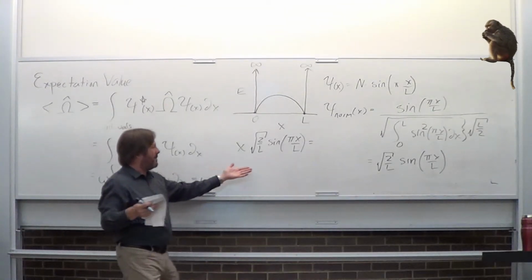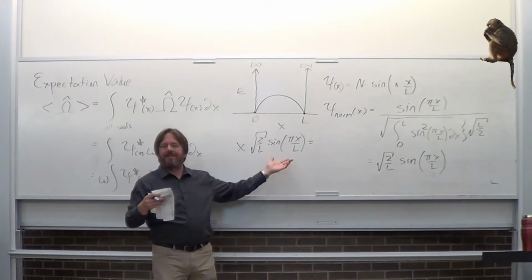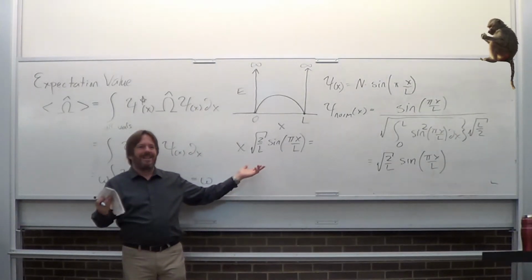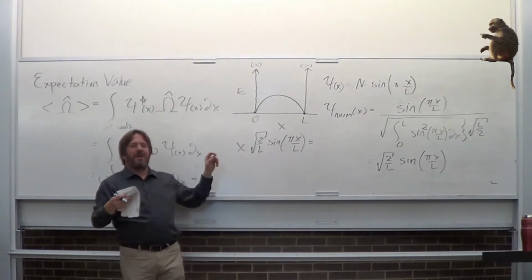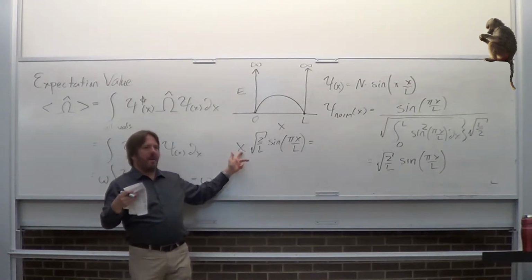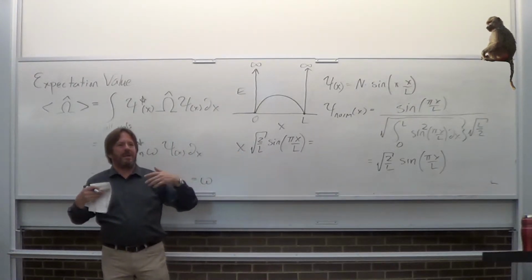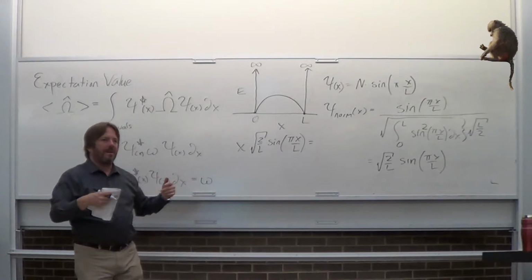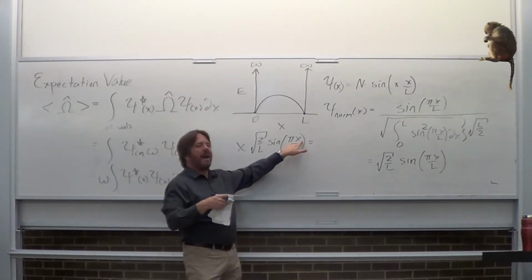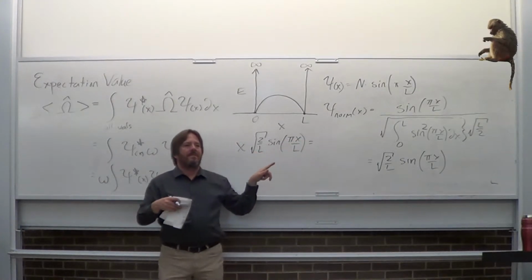Where's the number times the square root of 2 over L sine pi x over L? No, x is not 1. Wait, so we're not taking any derivatives? No, this is the operator times the wave function. Doesn't the operator have a caret on top though? Sure, but it's still the same as an x. Just this x and that sine pi x, those are the same thing. X is x.